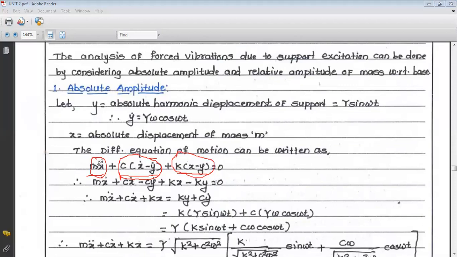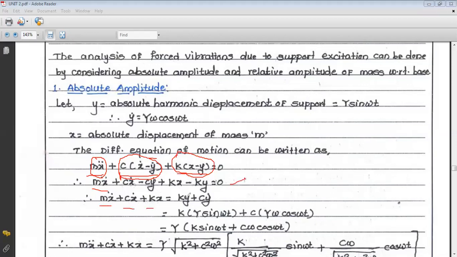So after simplification we get mx double dot plus cx dot, that is cx dot, minus cy dot, plus kx minus ky is equal to 0. Now take x side terms on one side and y side terms on the other side. So we get mx double dot plus cx dot plus kx is equal to ky plus cy dot, that is, minus cy and minus ky go to the right hand side.